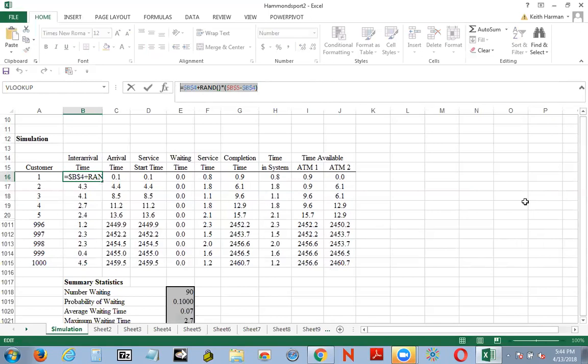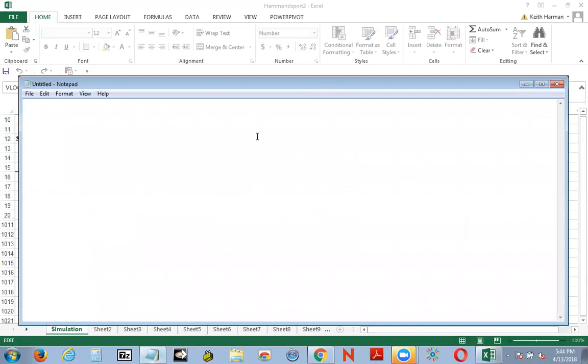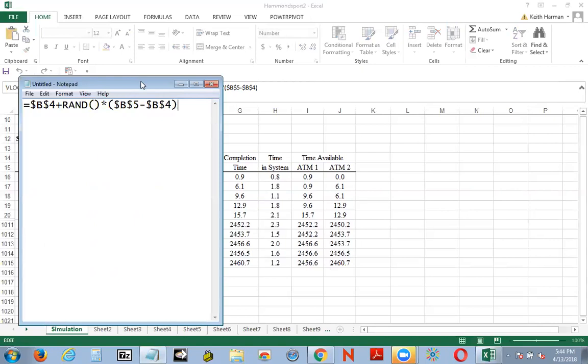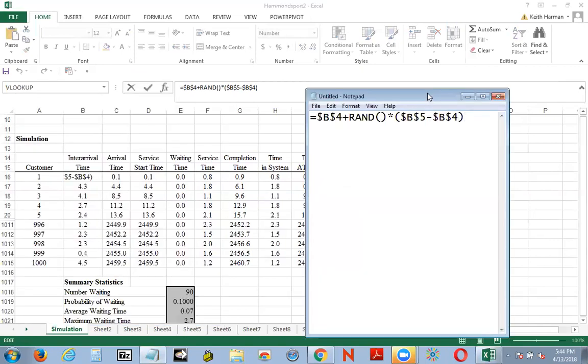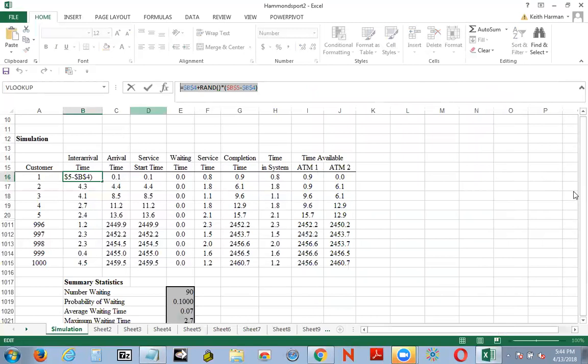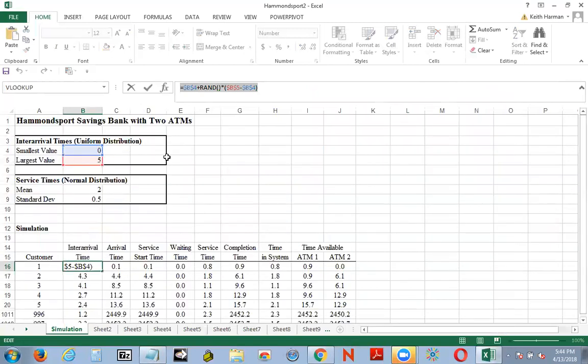I'm going to take this for a moment and copy it, and put it on a notepad so we can look at it a little bit easier. I'm going to take this notepad and adjust it over here. Now, the enter arrival time equals B4, and we have that $4, so let's look at that for just a minute up there. I'll go find B4, which is the smallest value.